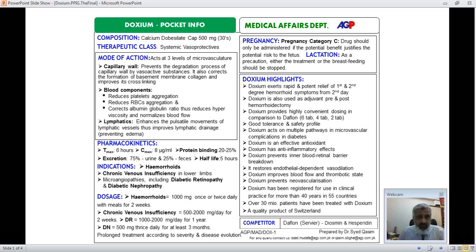Doxium contains calcium dobesilate and is available in a capsule of 500 mg. Therapeutic class: Doxium falls in the therapeutic class of systemic vasoprotectives. Now coming to the mode of action of Doxium. Doxium acts at three levels of the microvascular system.